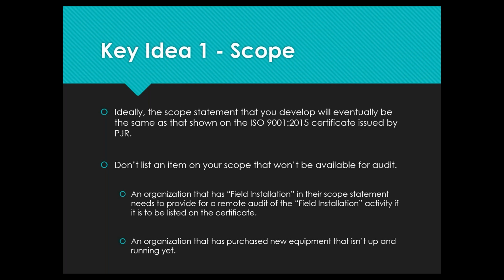But when it comes time for us to issue our certificate, there are requirements that we have to meet in terms of coverage of that scope statement. Now, having said that, do not list an item on your scope that will not be available for audit. So for example, if you have field installation and you're installing equipment in a government office, something that you will never be able to get clearance for the auditor to assess, well, we can't certify you for what we can't see. So leave those kinds of things out of your certification scope statement. Same principle if you've got new equipment that isn't up and running yet. Again, we cannot certify what we can't audit. That's a key thing for you to bear in mind.